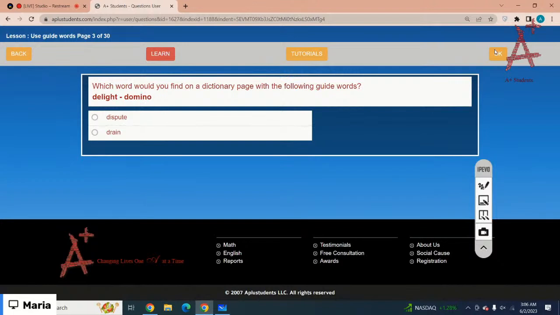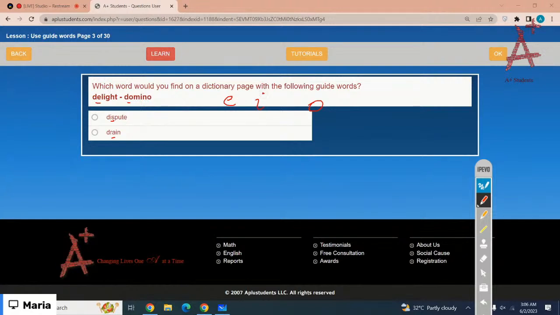Okay, which word would you find on a dictionary page with the following guide words? The guide words are delight and domino. You need to see which one is in between delight and domino, dispute or drain. Got it? The first letters of all of them are exactly the same. Just look for the second letter, E and O. Now the second letters of dispute and drain are I and R. Yes, I is in between E and O, but R is after the O. That means you can find drain on a later page, but you can find dispute on the same page. Got it?